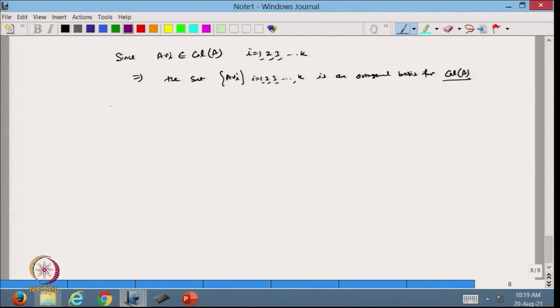So, let us normalize all these Avi, for these i's. For this, I take Avi and divide by its magnitude, and because this belongs to the column space of A, I call it ui, where i is 1, 2 up to k, and ui is a unit vector, because I am dividing by the magnitude. Now, from here let us see what is going to happen in this case.